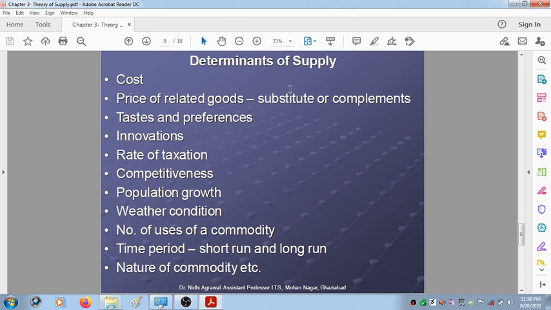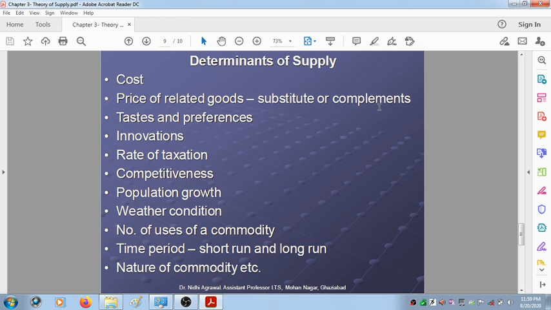Now let's focus on determinants of supply curve, or you can say the factors affecting the price and supply relationship. Number one, cost. If the cost of a manufacturing unit is higher, then the total supply will be lower. Price of related commodities may be substitute, may be complementary items. If there are so many substitutes in the market, and the price of those substitutes is going up, then always the supplier will try to reduce the price, so that he gets more and more attraction from the side of the customer regarding their purchasing behavior, right?